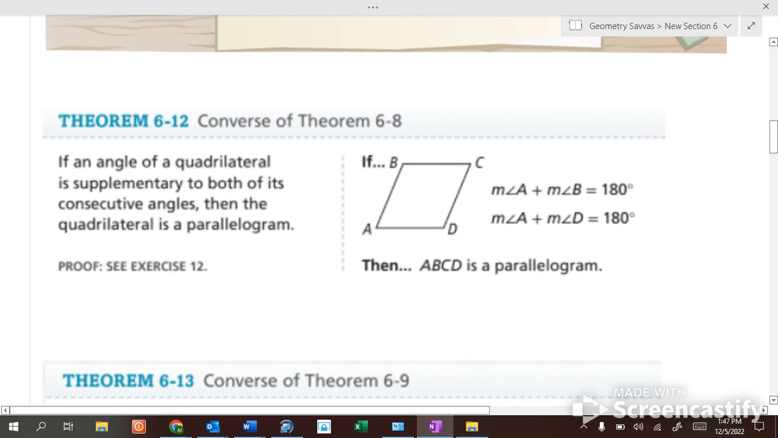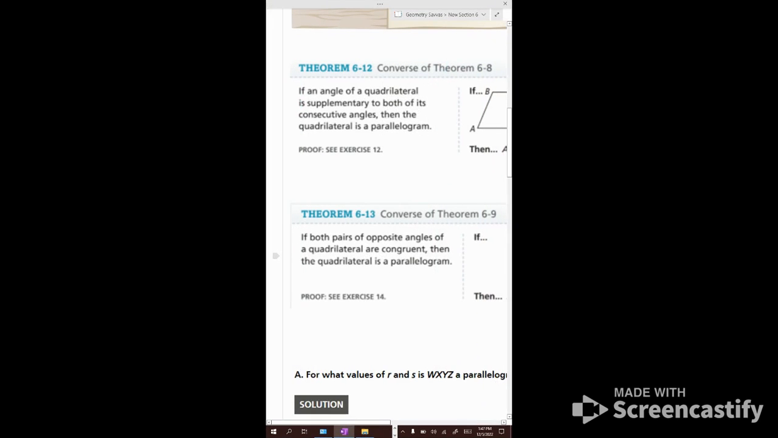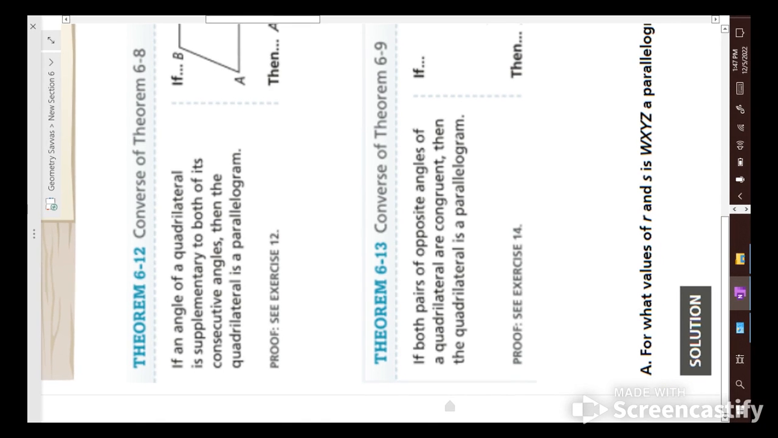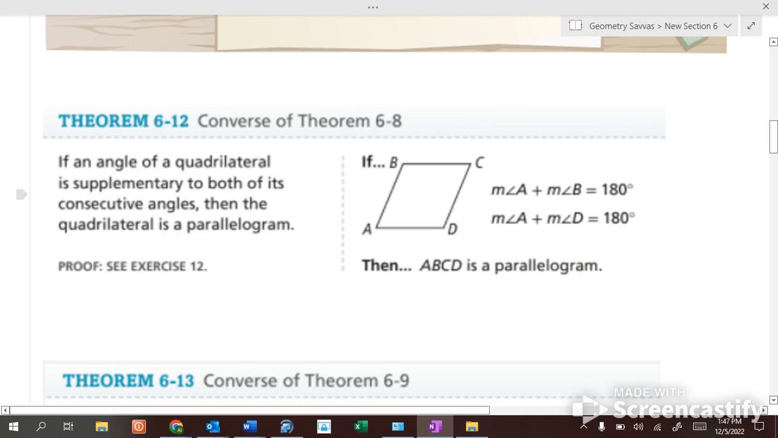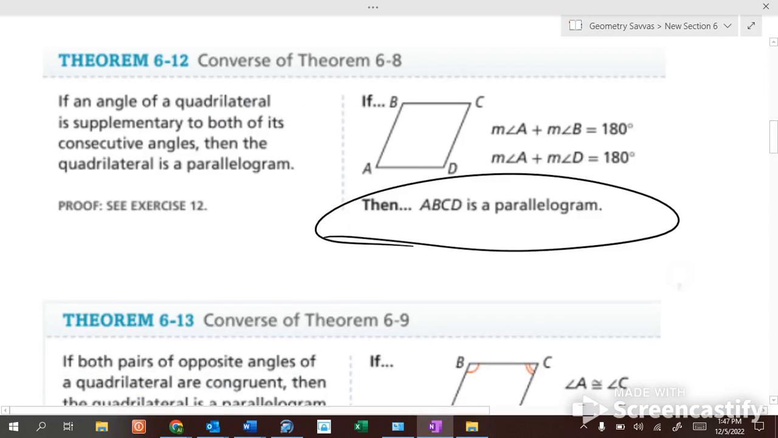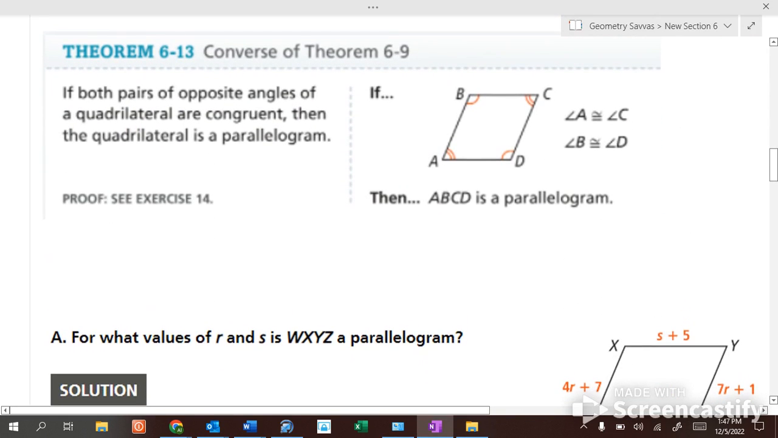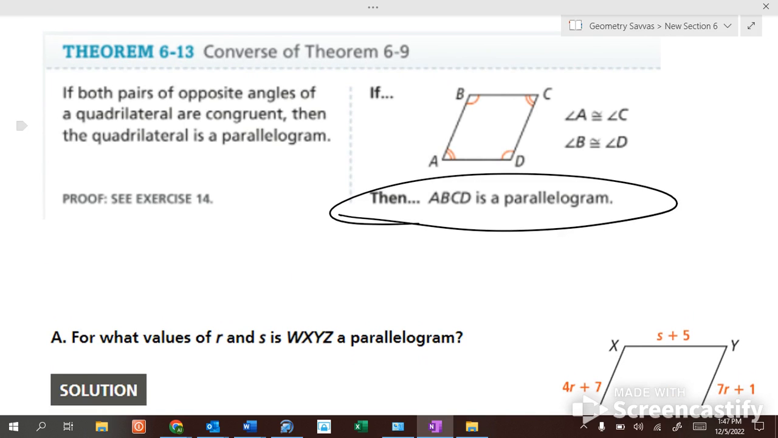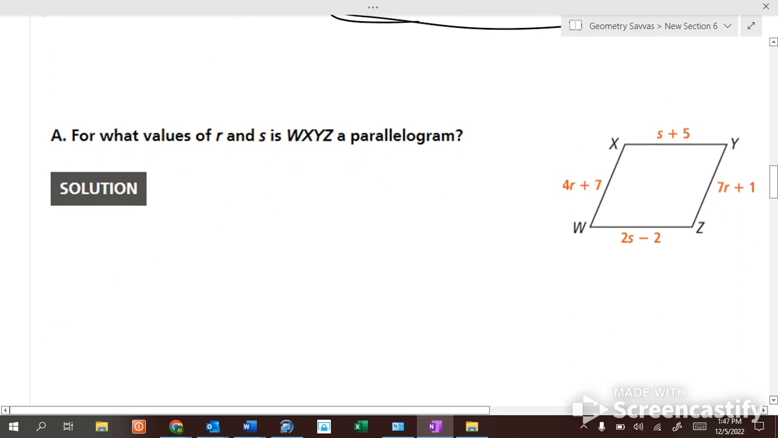So, I'm going to write in one more here on this drawing on the board. If you have two pairs of consecutive angles that are supplementary, then you have a parallelogram. Okay? If opposite angles are congruent, then you have a parallelogram. Okay? So, what would make this a parallelogram? Are we talking about angles or sides?